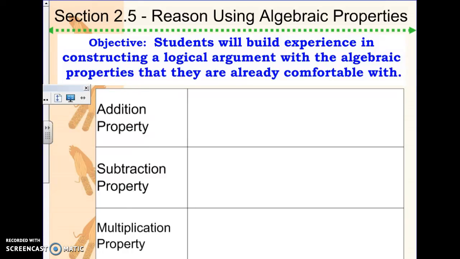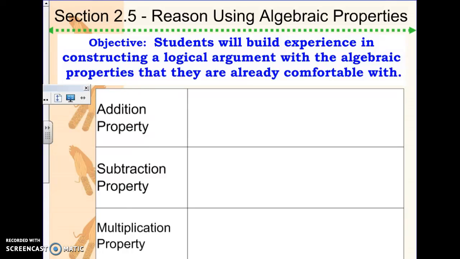So we're going to start with some algebraic proofs just to build those skills, because I know that all of you guys are comfortable with solving algebraic expressions and equations. So let's get started. These are some of the properties that you've already been introduced to with solving algebraic equations.